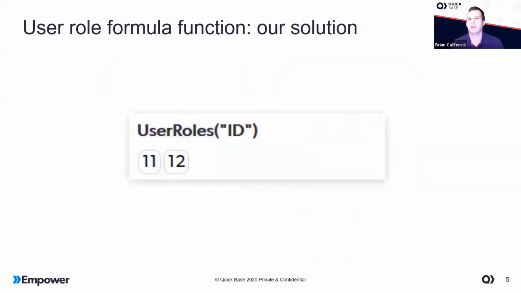You can see it here. It's called user roles. And the simplest way to use it is to put the words ID in quotes when you actually call the function. And what it's going to do, it's going to send you back a list of the numeric IDs for every role that whoever's logged in currently has access to in that application. Because remember, you can assign multiple roles to the same user.